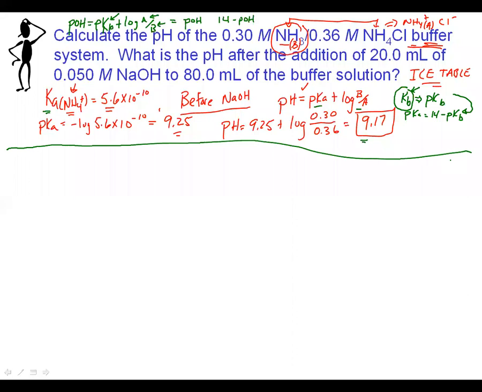Okay, so let's talk about the second part. Now the second part is we're going to take this same buffer, our 0.3 molar NH3 and our 0.36 molar NH4Cl, which is our buffer, and we're going to add 20 milliliters of 0.05 molar sodium hydroxide to 80 milliliters of this buffer.